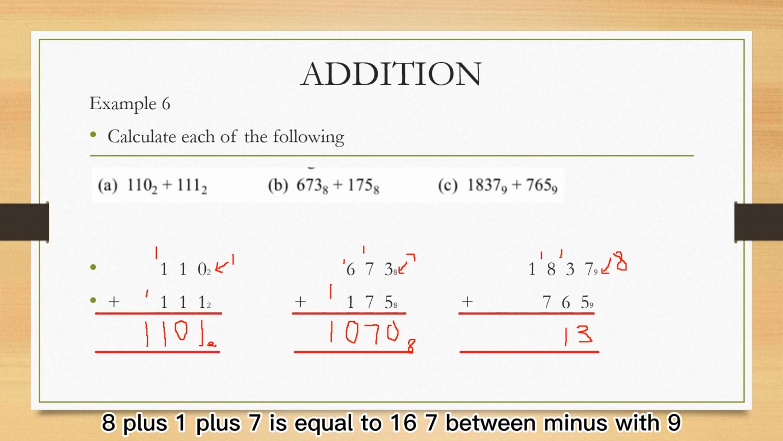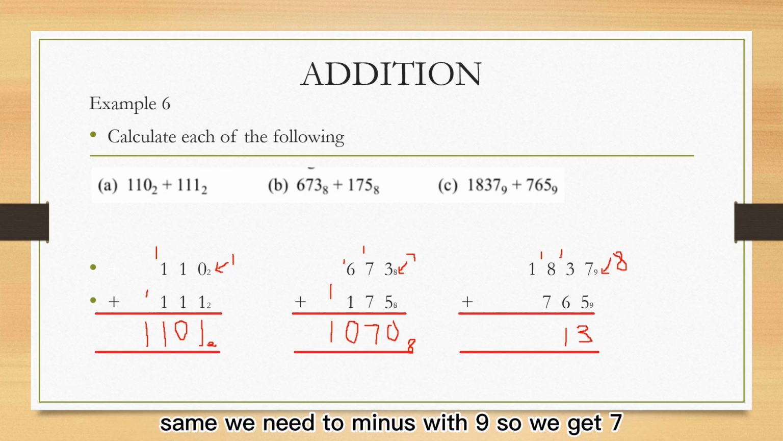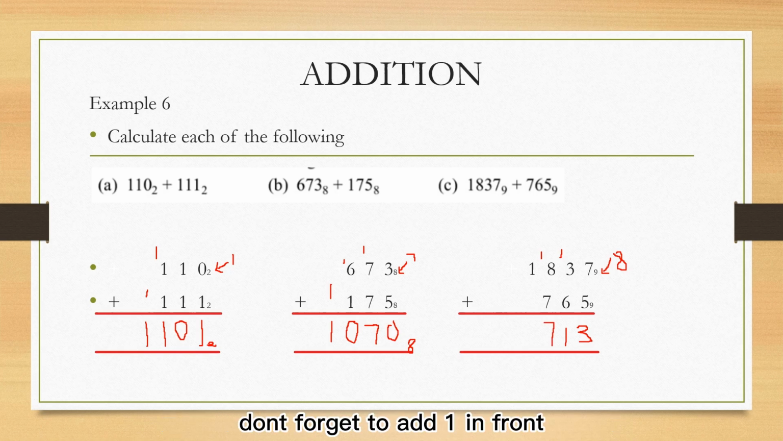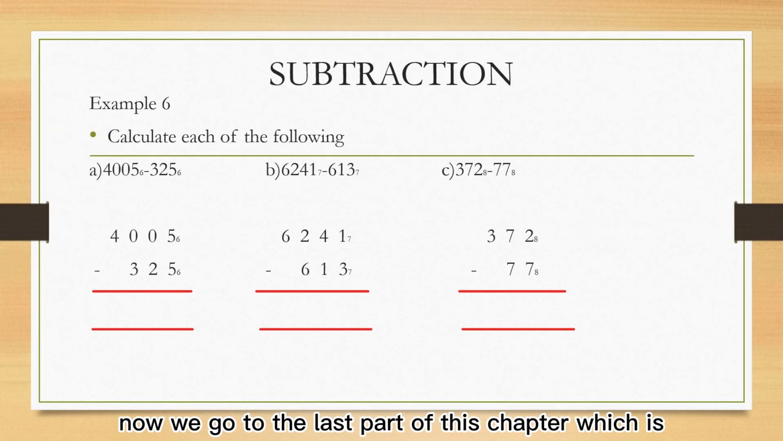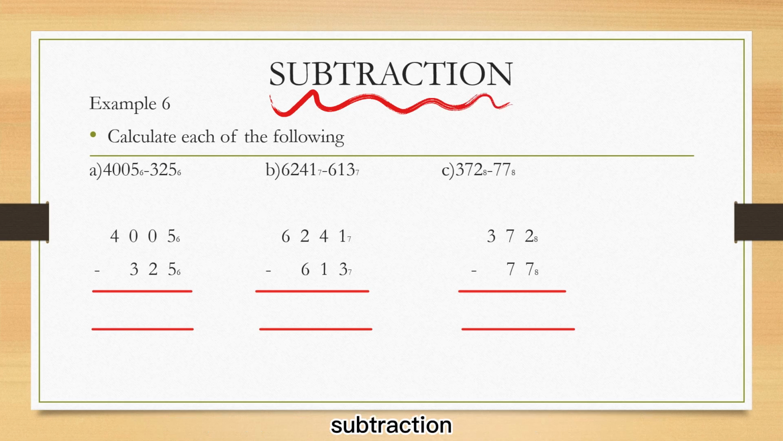So 8 plus 1 plus 7 is equal to 16. Same, we need to minus with 9. So we get 7. Don't forget, we need to add 1 in front. So 1 plus 1 is equal to 2. Base 9. The final answer of part C is 2713 base 9. Okay, now we go to the last part of this chapter, which is subtraction.